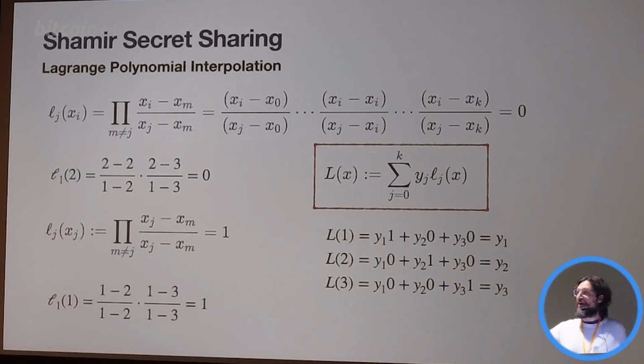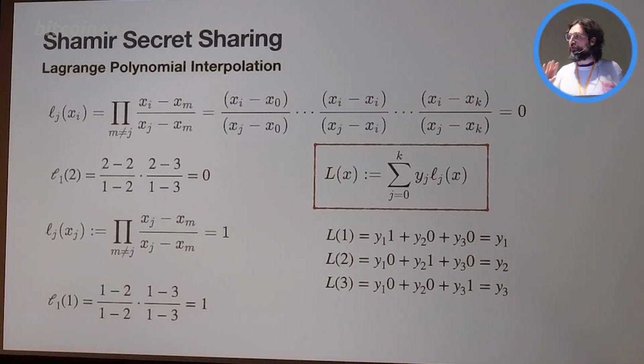What we're left with is y1. When we plug in x1, we want to get y1, and that's what we have. Similarly, when we plug in x2, we want to get y2. And when we plug in x3, we want to get y3. So we're forcing this polynomial to fit the points through this kind of strange multiplication.